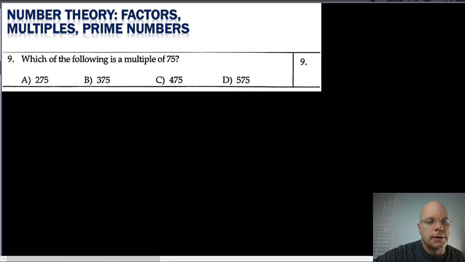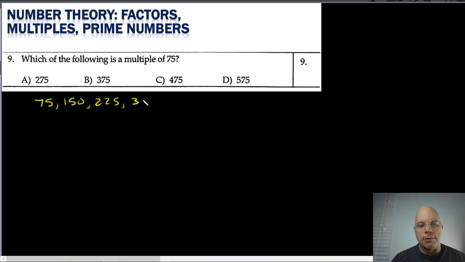Problem number 9. Which of the following is a multiple of 75? The key to answering this question is, well, I take it back. I think again we're looking at answer choices because none of these are very large numbers. So I can list multiples of 75 faster than I can come up with any clever way to eliminate some of these answer choices: 75, 150, 225, 300, 375, right away I find B.